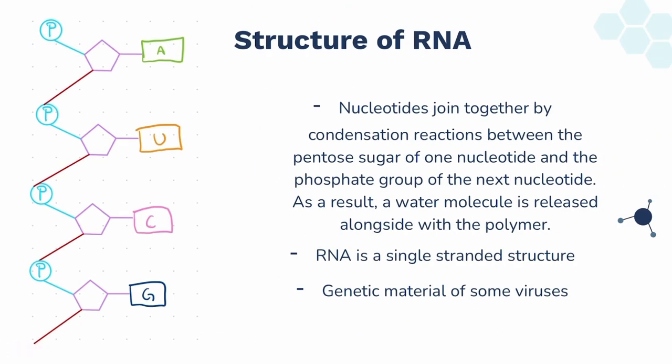Now look at the structure of RNA. Nucleotides join together by condensation reactions between the pentose sugar of one nucleotide and the phosphate group of the next nucleotide. As a result, a water molecule is released alongside with the polymer, like we said on the previous slide. As you can see from the drawing, RNA is a single-stranded structure. It is the genetic material of some viruses, but it is not a universal genetic material. It has uracil in its structure instead of thymine.